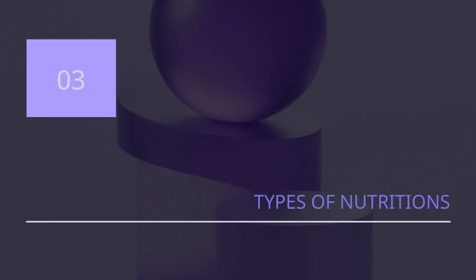Next up are fats, which also provide energy and help with the absorption of certain vitamins. Healthy fats are found in foods like nuts, seeds, and fish. Finally, vitamins and minerals are micronutrients that support various bodily functions, from immune health to bone strength. They come from fruits, vegetables, and other nutrient-rich foods.